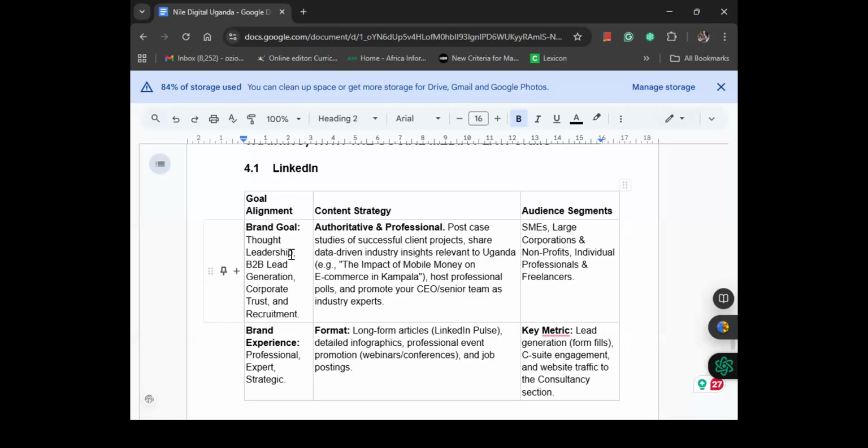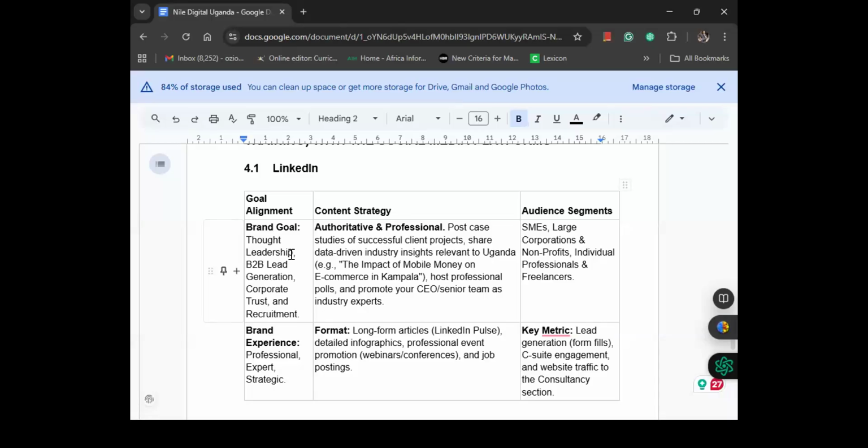Do you get it? So the people you are targeting are SMEs, large corporations, non-profits, individual professionals, and freelancers. And for the formats of our content, we use long form articles, that is LinkedIn posts, and detailed infographics, let's say when you're presenting data. We also do professional event promotion. So once in a while, you can organize a free event, maybe something like digital marketing strategy for CEOs. Do you get it now? Or how to develop a winning digital strategy, it can be a master class. Do you get it now? These are some of the ways you can use to promote yourself, and also job posting. And the key metrics are lead generation and C-suite engagement.